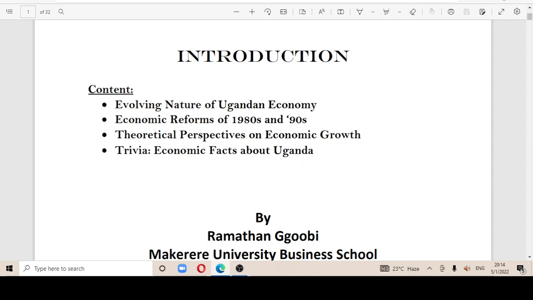So, per the introduction, beginning off, we are going to be looking at the evolving nature of the Ugandan economy, and then we shall later look at the other aspects such as the theoretical perspectives on economic growth. Then we shall look at the performance of the economy, and then lastly the structure of the economy and its performance.